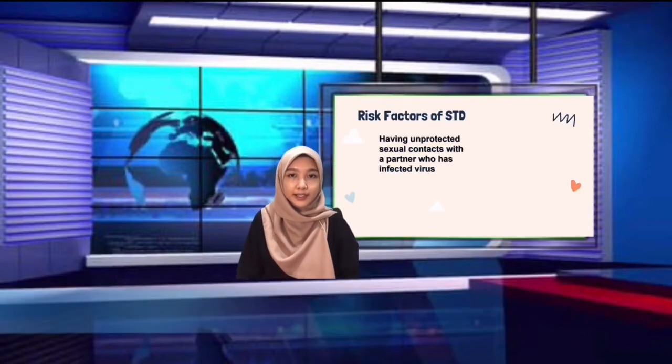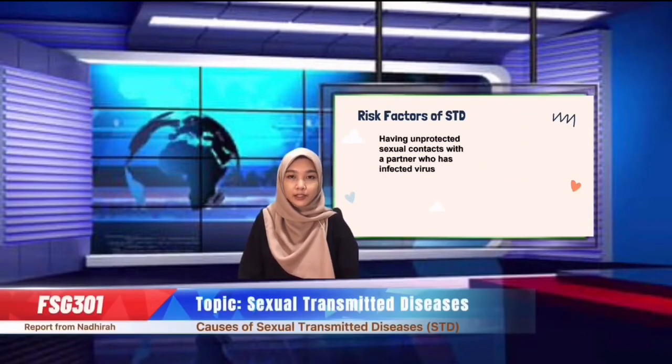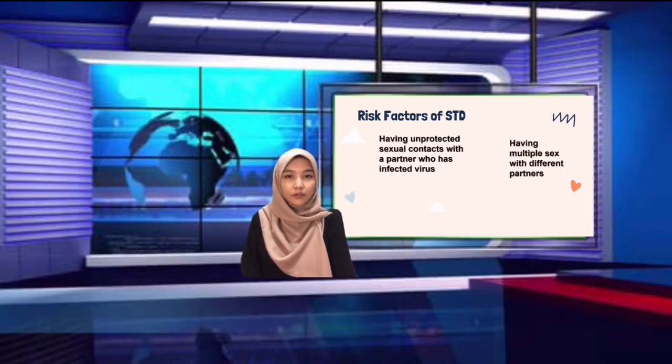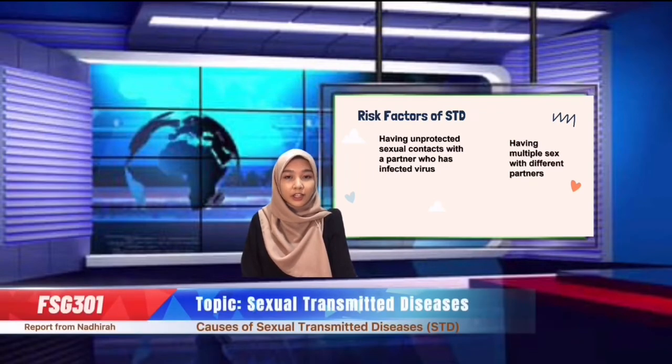Risk factors of STD are mostly having unprotected sexual contact with someone who has infected viruses such as HIV. For example, using condoms improperly or inconsistently. STD can occur by having multiple sex partners. This will result in high chances of bacteria or viruses being passed to both individuals.